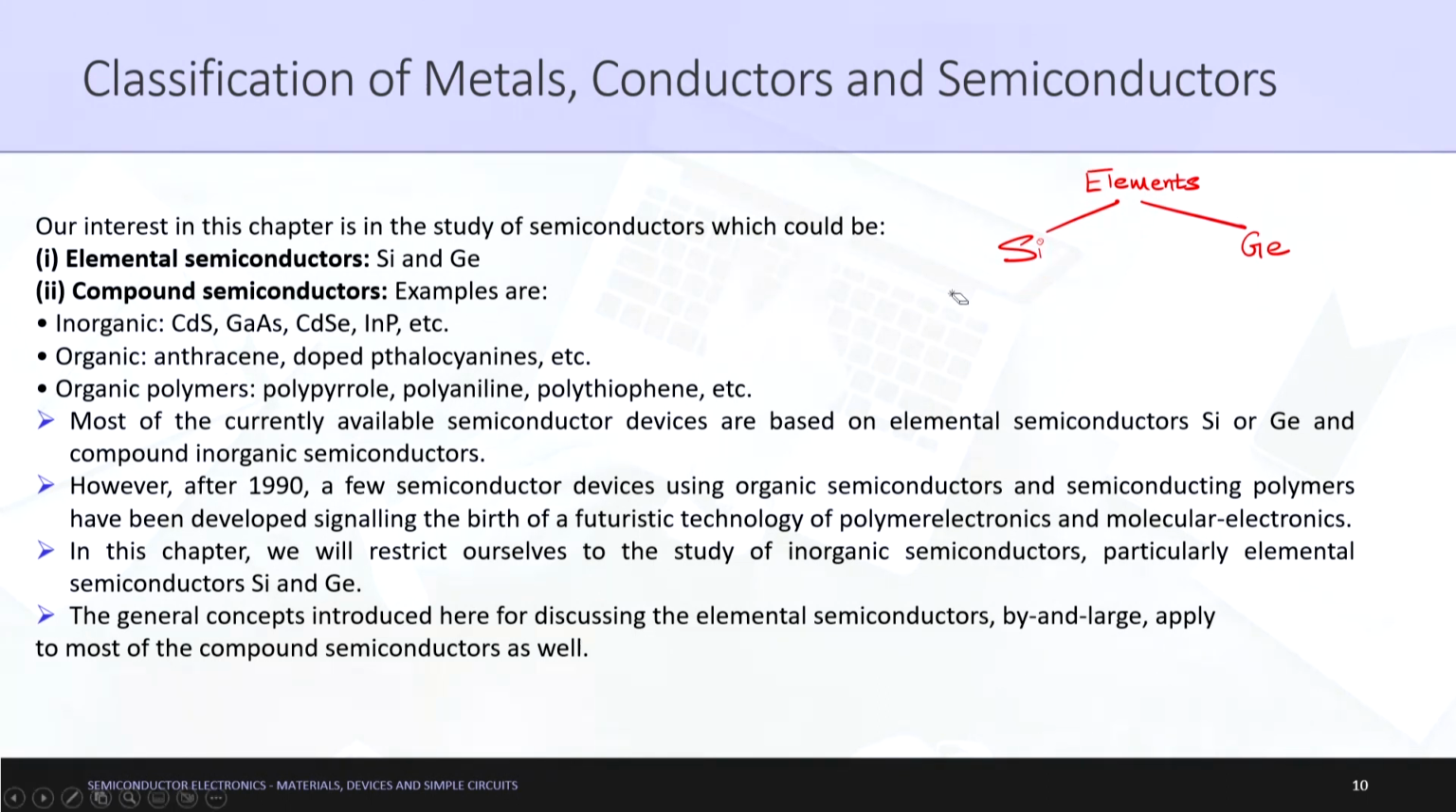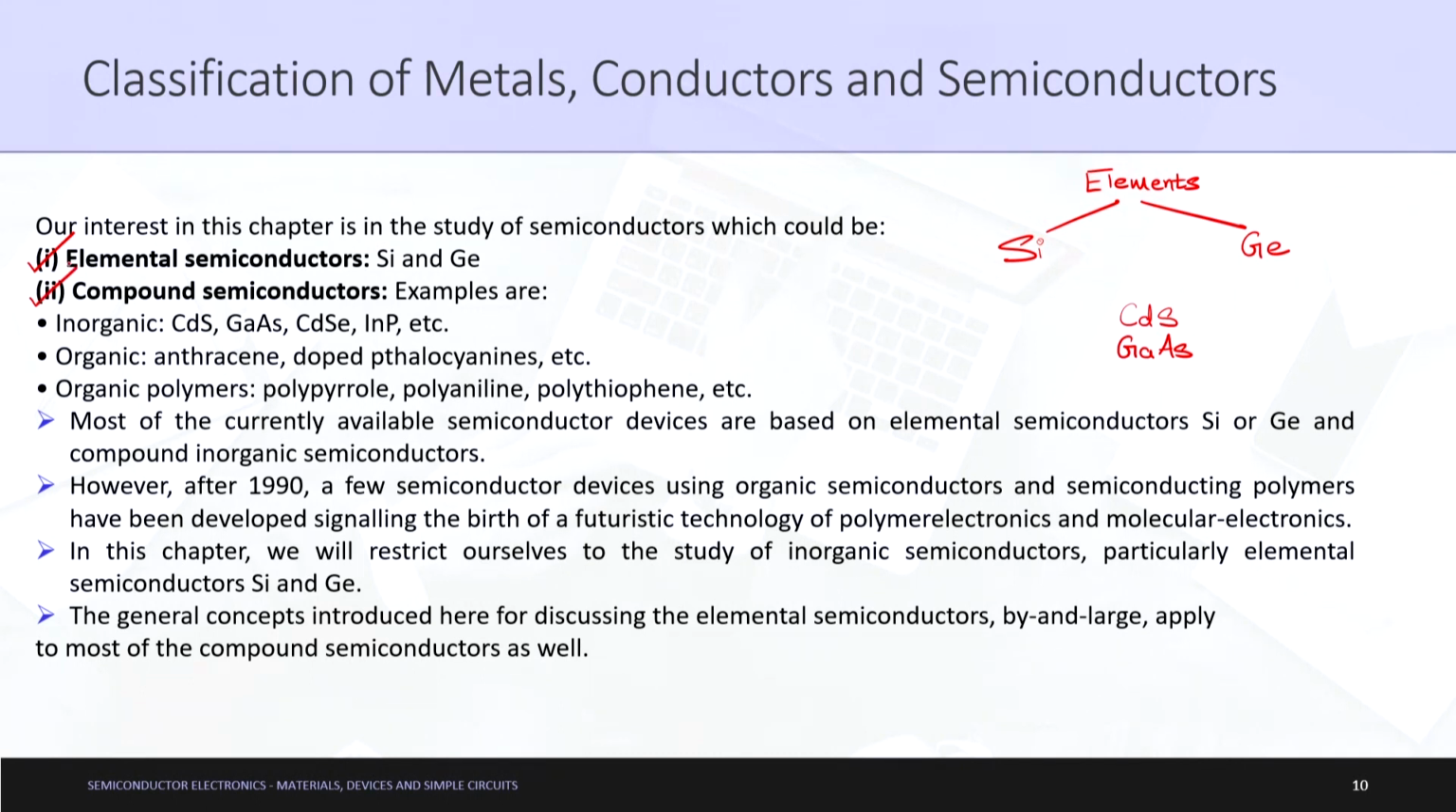Okay. Next comes compound semiconductors. Basically, a compound would have been made. Compound examples are, let's say, cadmium sulfide, then there is GaAs, gallium arsenide, which was also used in one of the lecture series previously conducted. Next are CdSe, InP, indium phosphide, etc. Okay. So these are examples of elemental semiconductors and these are compound semiconductors.